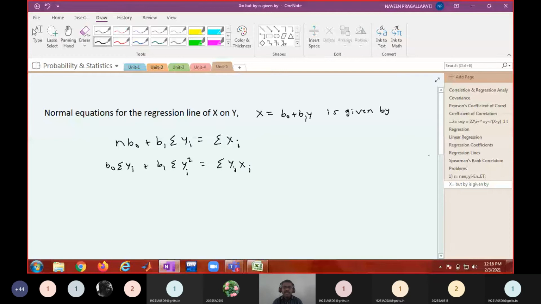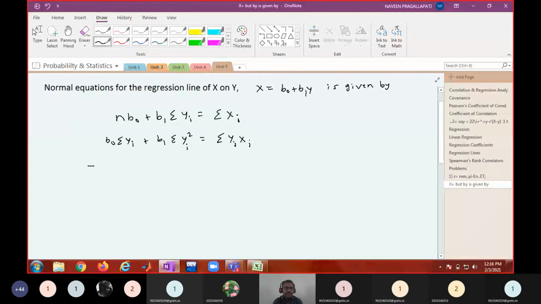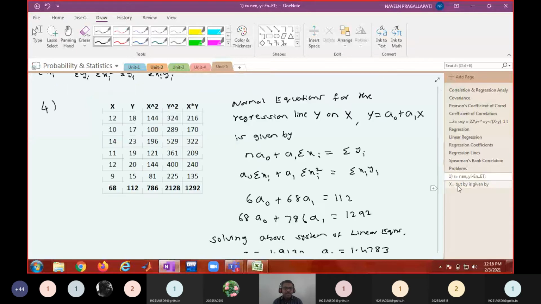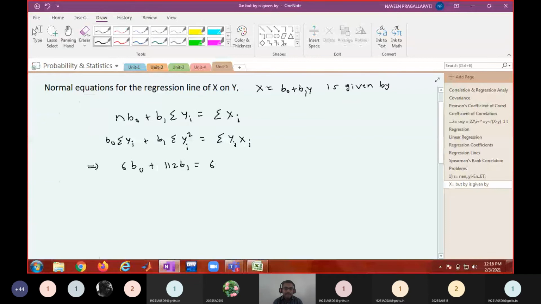Okay, now because the table is readily available, simply I have to substitute these values. 6 b naught plus sigma y, which is 112, b1 equal to sigma xi, which is 68. Sigma yi is 112. Correct.